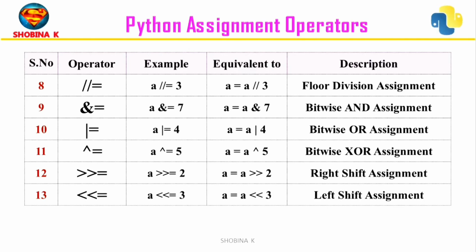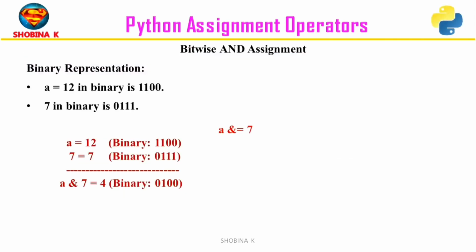Moving further, we have bitwise AND assignment operator. This operator is used to update a variable by performing bitwise AND operation with a specific value. Then what is bitwise AND operation? The bitwise AND operation is a binary operation that is applied to each pair of corresponding bits of two operands. And here is how the bitwise AND operation works. If both bits are 1, the result is 1. Otherwise, the result is 0.